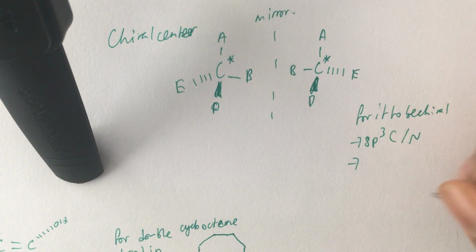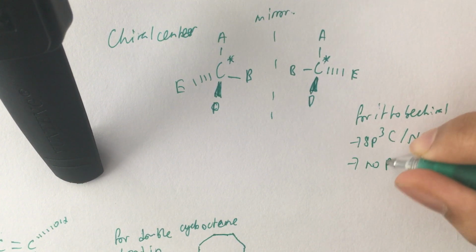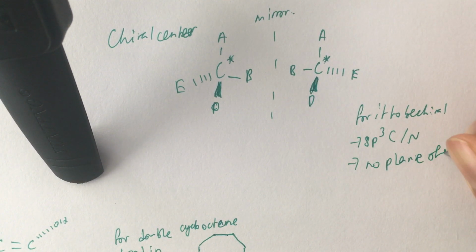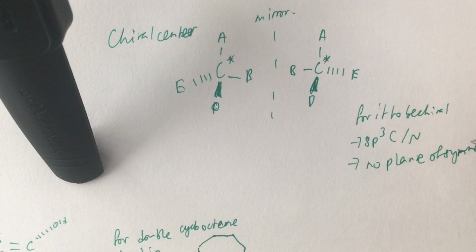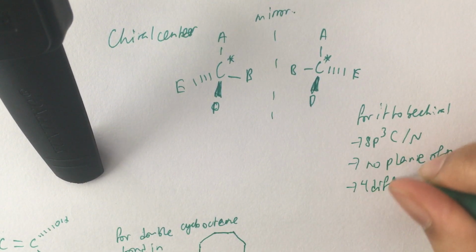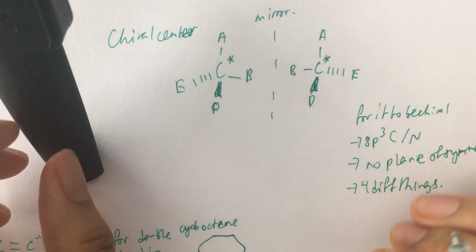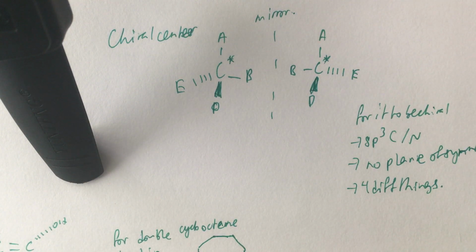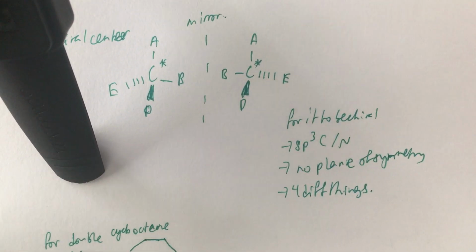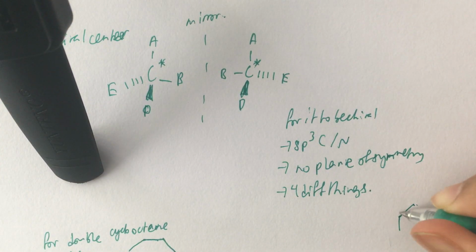Okay, so it shouldn't have a plane of symmetry, because once it has a plane of symmetry, it doesn't work anymore. You can rotate it back. So just in case you're a little bit worried about it not being a chiral center, just check whether you can actually rotate the mirror image back into the same chiral center. If you cannot, then it should be okay. But if you can, then it's not a stereoisomer anymore.